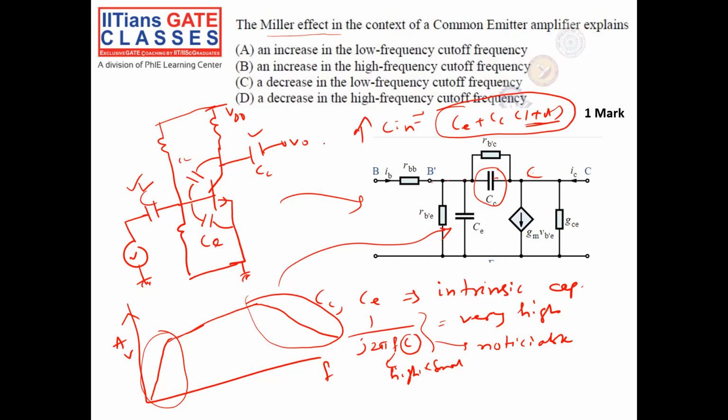Since the capacitance is increasing, my bandwidth, which is proportional to 1 by C into R, will decrease. So it will decrease my high frequency cutoff frequency. The high frequency cutoff frequency will be determined by these capacitors. Since Cμ is getting multiplied by 1 plus gain when you look from the input side, and it is increasing, my bandwidth will reduce. Okay, so what is the correct answer? The Miller effect will reduce my high frequency cutoff. This is the answer.